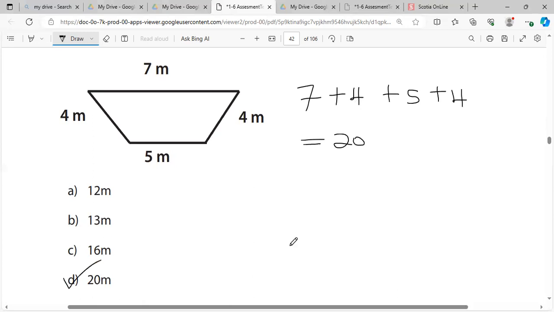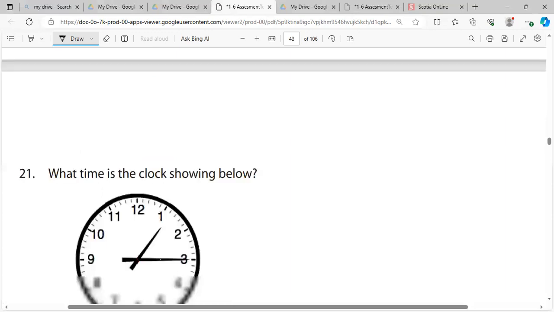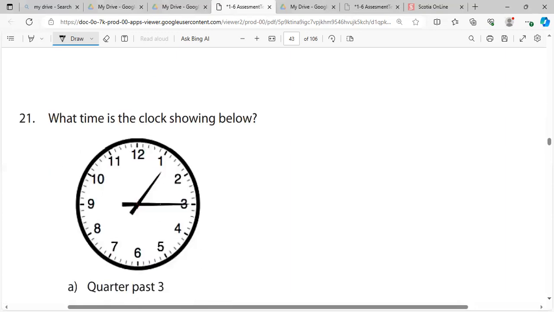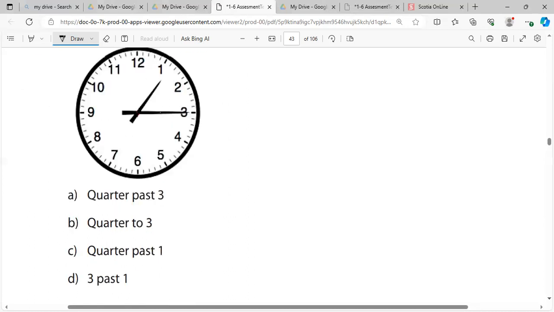That would be D. Alright, let's move on to 21. What time is the clock showing below? Is it 3:15, 3:45, 1:15, or 3 past?